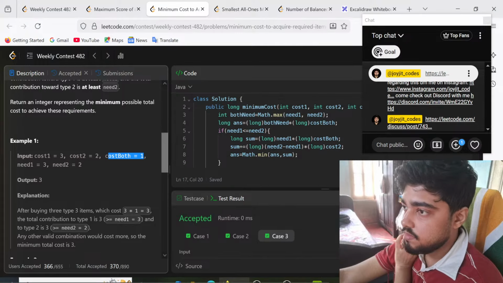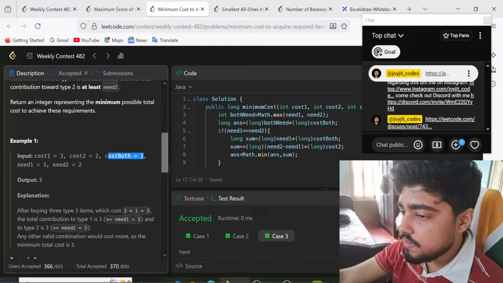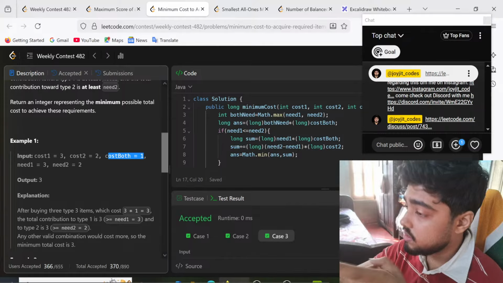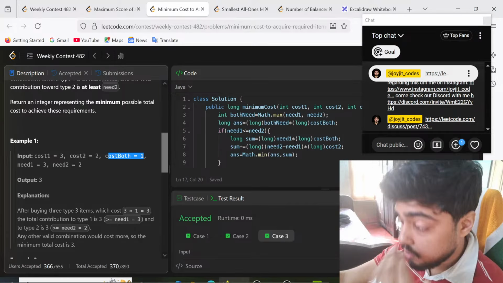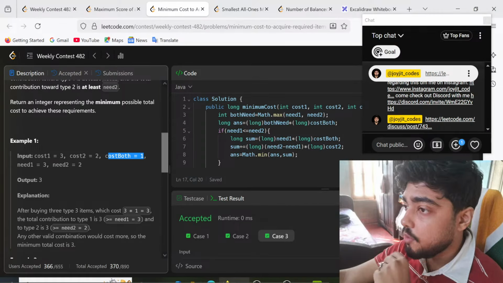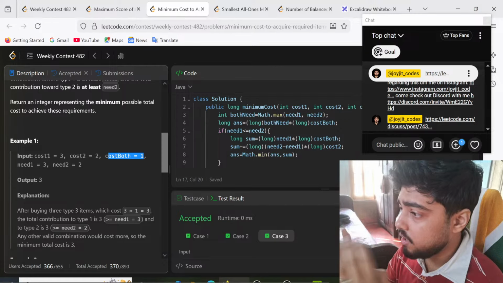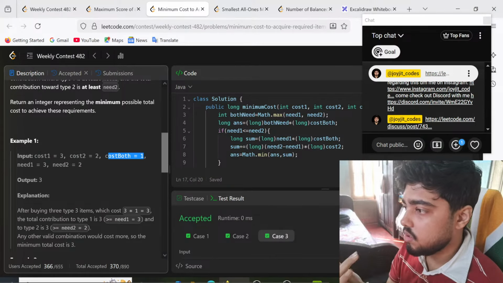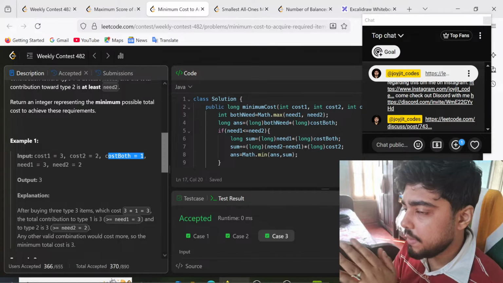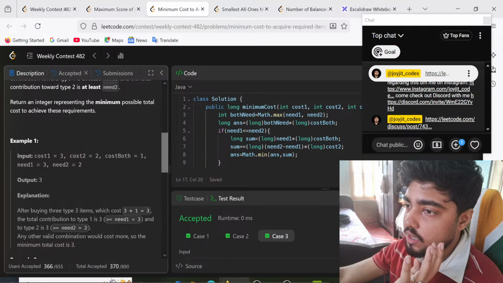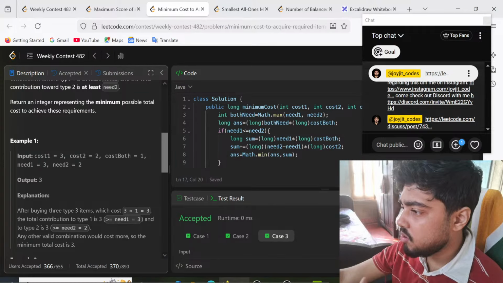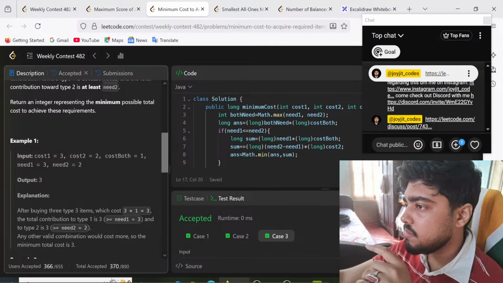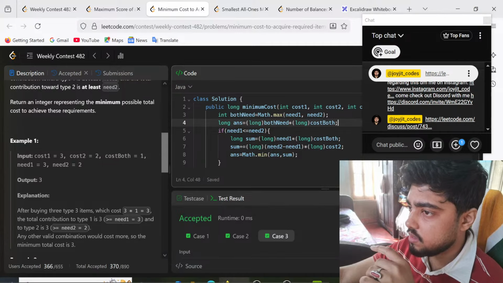I'll show you. If you look at this, int both needed is equal to the maximum of need 1 or need 2. So the answer is equal to both needed into cost both. This is one of the simplest ways to do it. I know that this is going to contribute to both of them, and I buy whichever is maximum of them. So this satisfies my requirements.